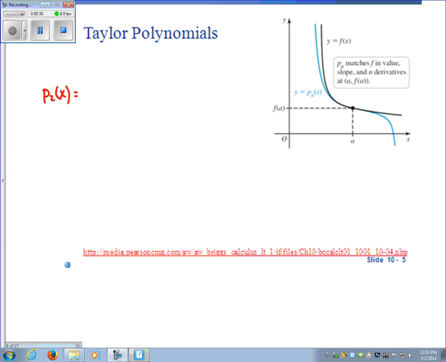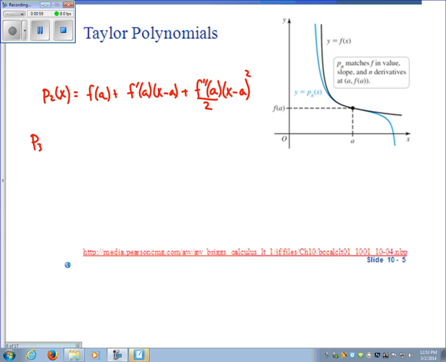Now, we had our second degree polynomial, p2 of x, which is our Taylor polynomial of degree 2. It was f of a plus f prime of a times x minus a plus f double prime of a over 2 times x minus a squared. If we wanted to extend that to a third order polynomial, we would start with that one. The nice thing about these polynomials is they're built on top of the previous ones, so you're just adding an extra term to make it a higher degree.